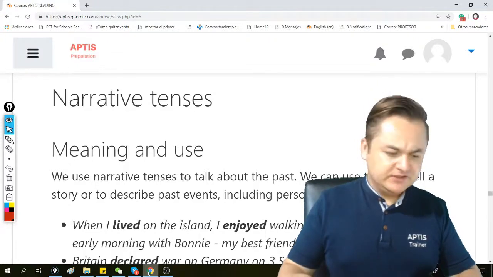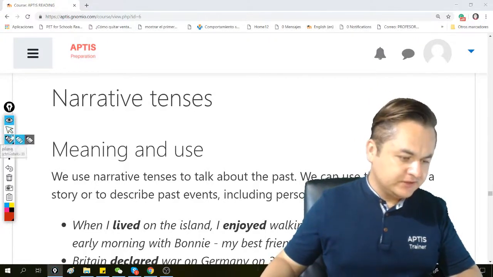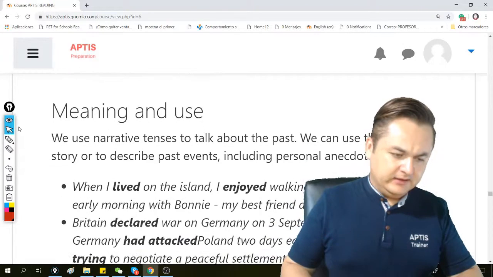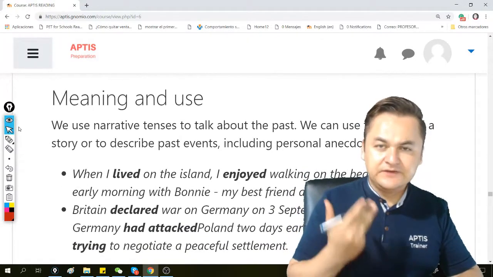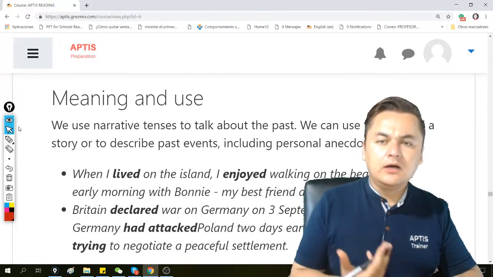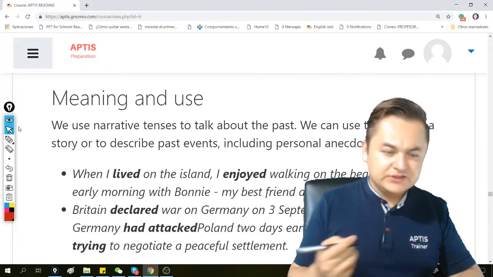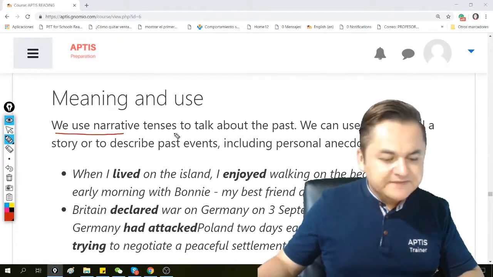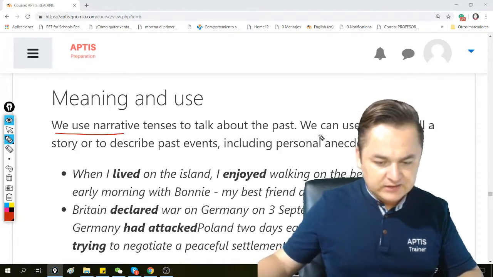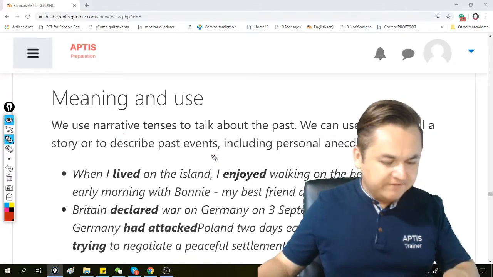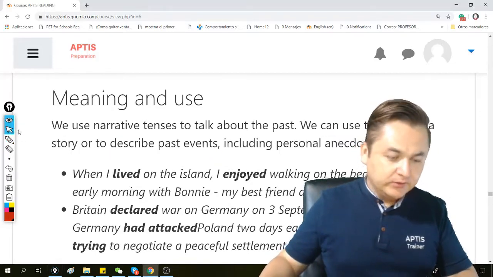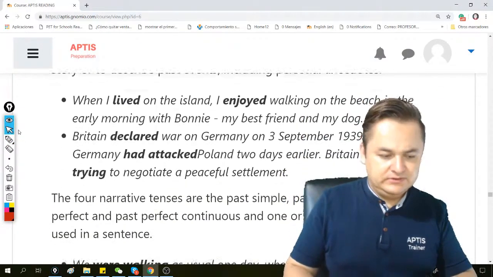The narrative tenses have different purposes, and the meaning and the use of these narrative tenses is very simple. You want to talk about something that happened in the past. We use narrative tenses to talk about the past. We can use them to tell a story or to describe past events, including personal anecdotes.